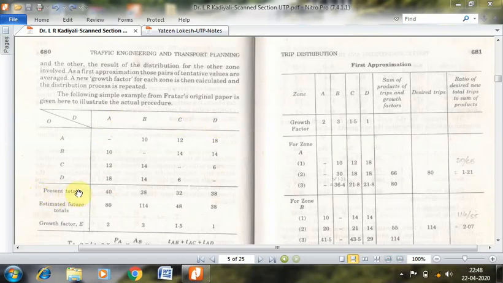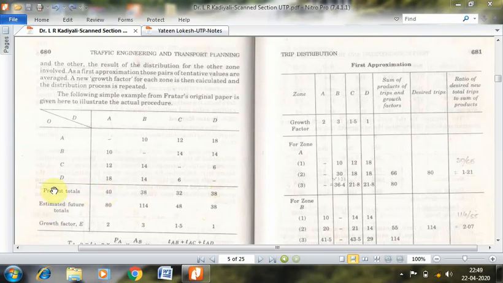Say for example, the present total for destination zone A is 40. So 18 plus 12 plus 10 is 40. Similarly, 14 plus 14 plus 10 is 38, and then 32, and then again 38. This is anyways given in the problem, or will be provided to you in the question.